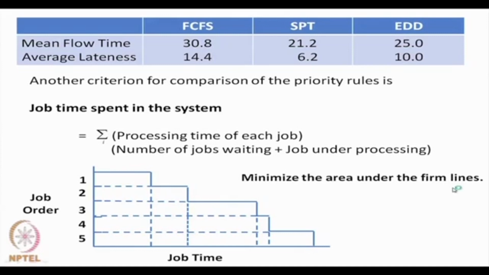Once again, as I said, unfortunately there is no general solution to the n job m machine sequencing problem, but one can always use such priority rules and a trial and error method to get a feasible solution.